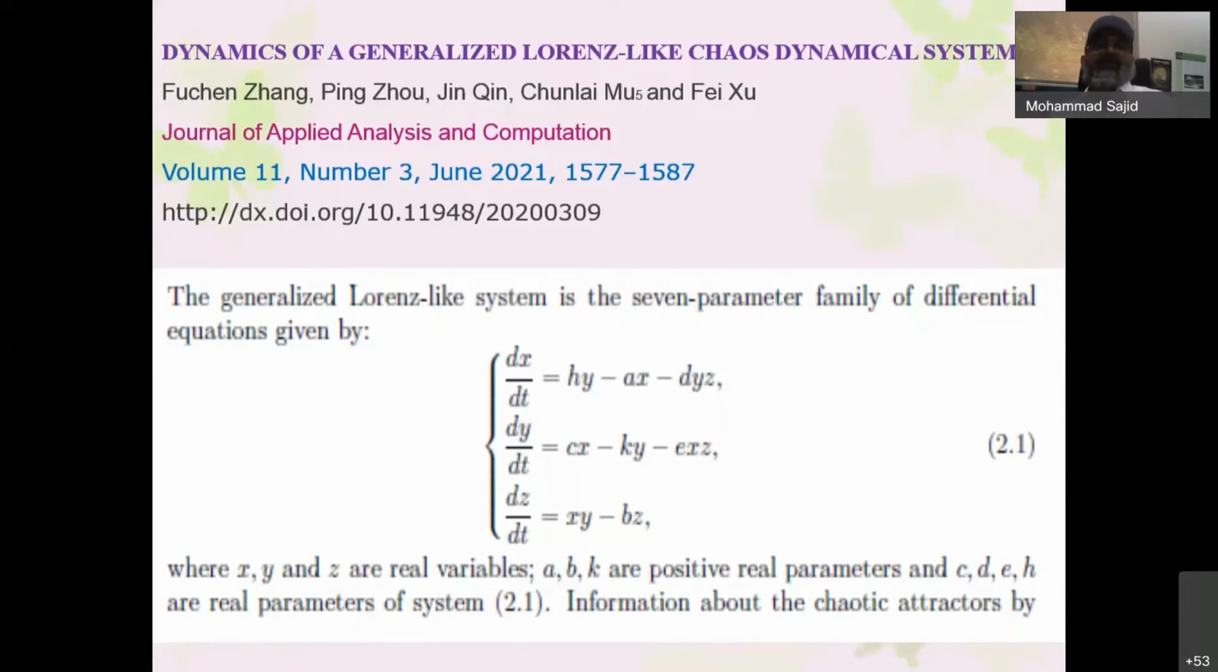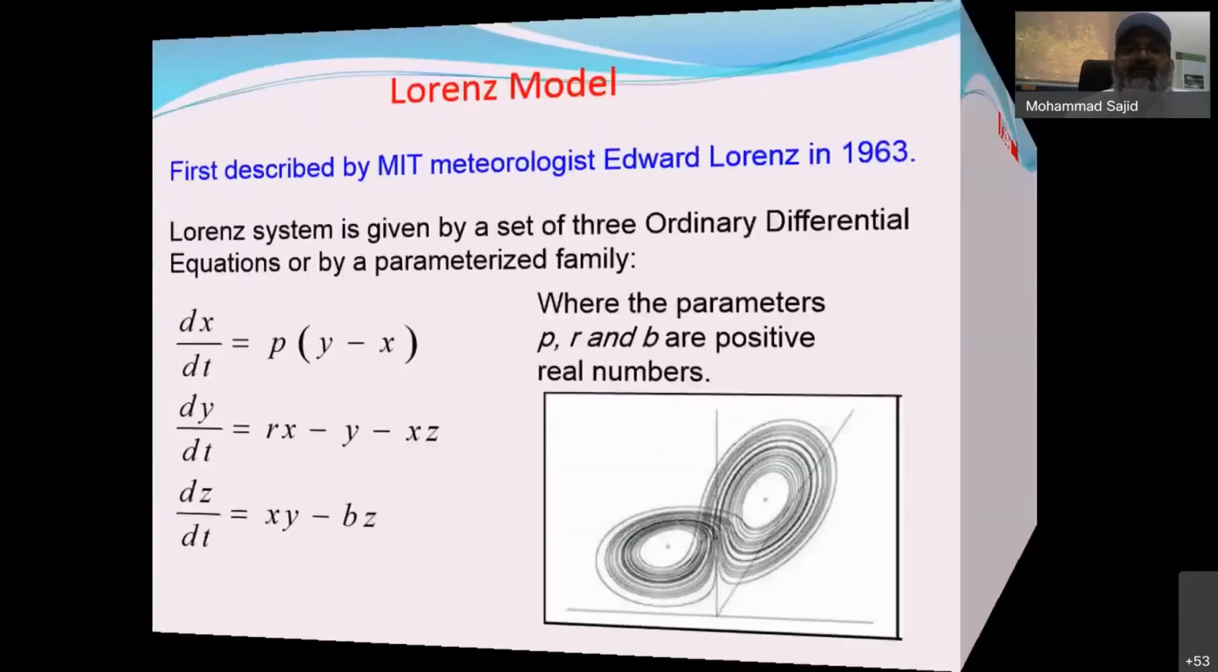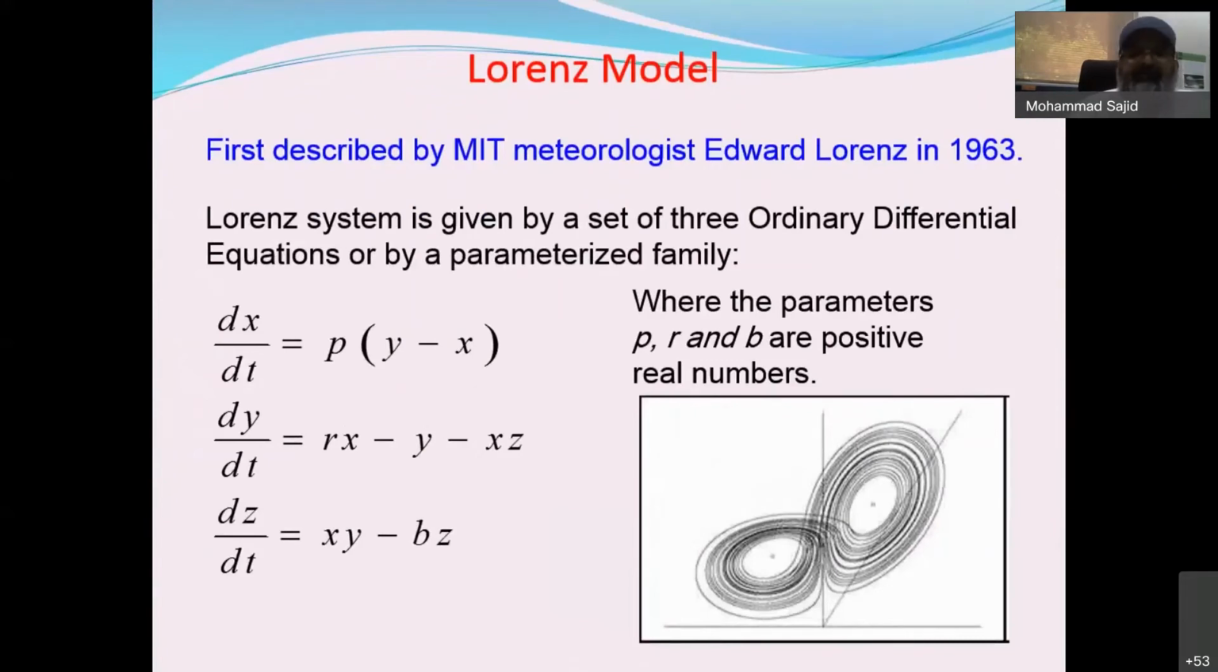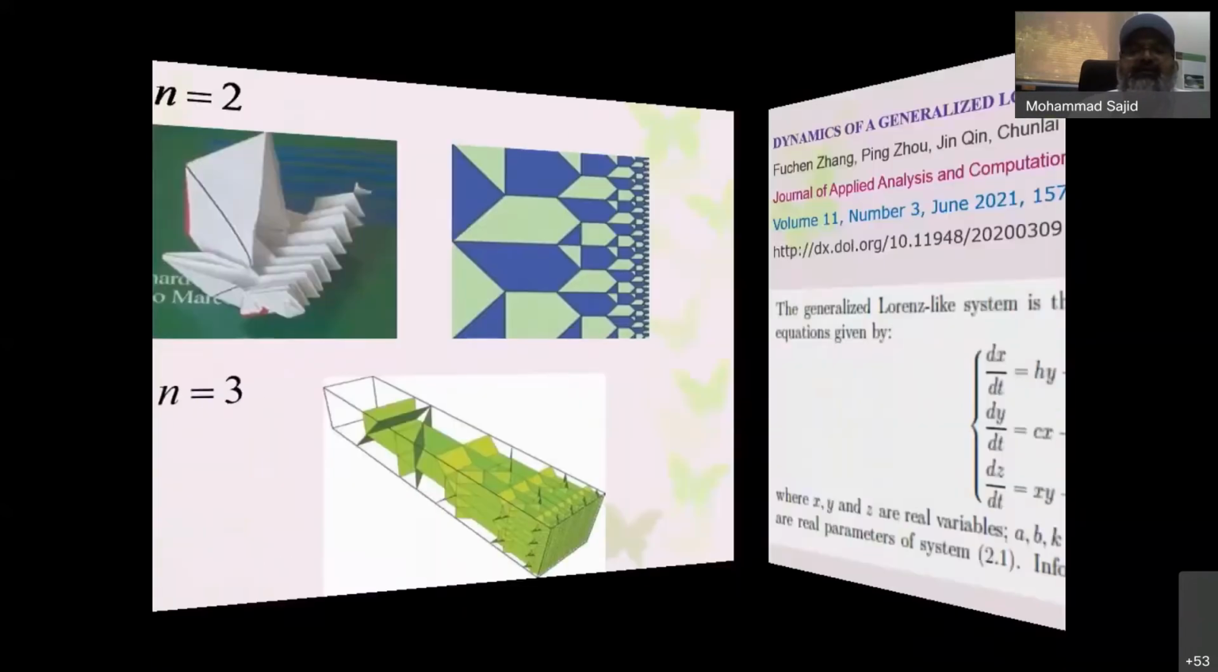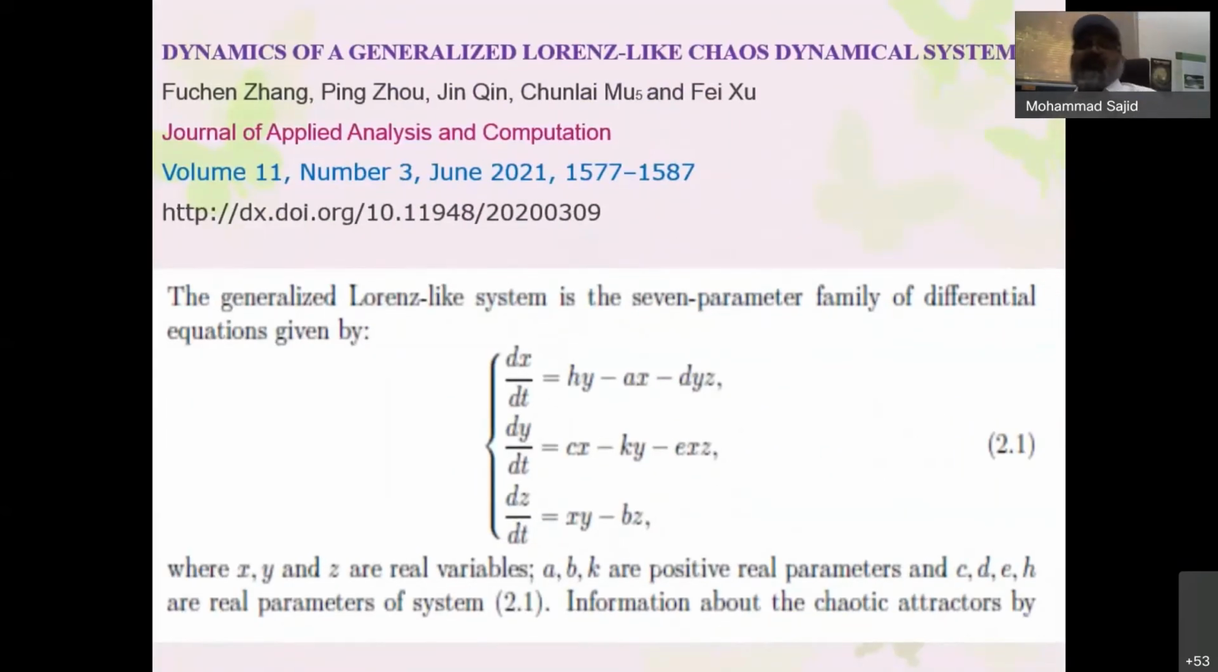It was recently published in 2021. They have taken a generalized Lorenz-like system using 7 parameters: dx/dt = hy - x - dyz, dy/dt = cx - ky - exz, dz/dt = xy - z. Why it is Lorenz-like I already told you, just see the previous slide. They have changed this model into a new model that is called the Lorenz-like model, and they studied it using different parameters. Here they have taken 7 parameters.